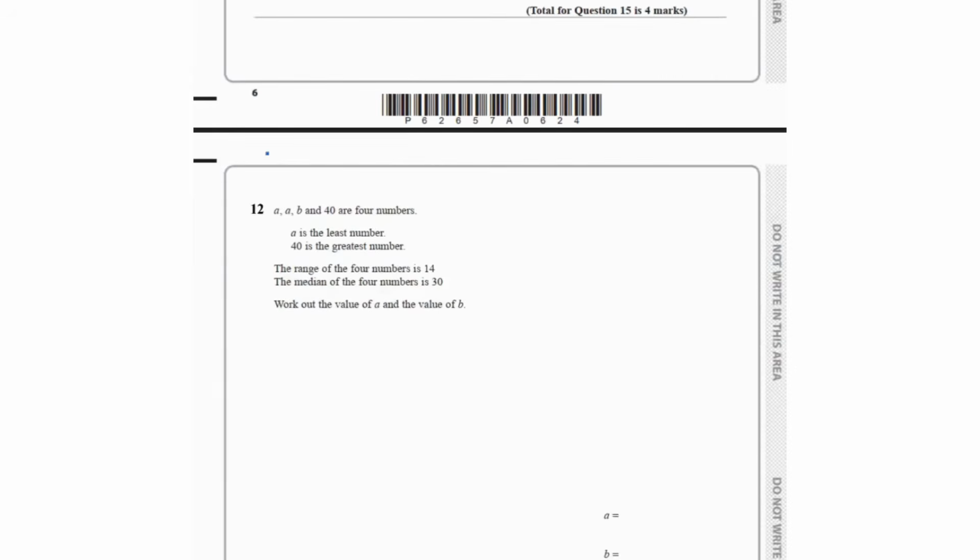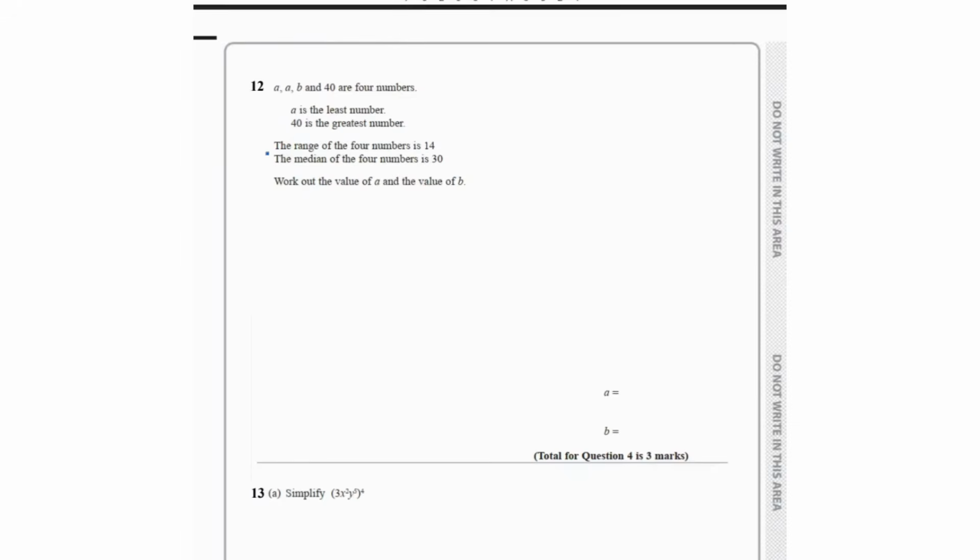Then mean, mode, median, range. This is again a very popular question that very frequently comes. It says that we have 4 numbers, A, B, and 40. A is the least number and 40 is the greatest number, which shows that they've given the numbers in ascending order from smallest to biggest. The range of the 4 numbers is 14. Median is 30. We have to work out the value of A and B.